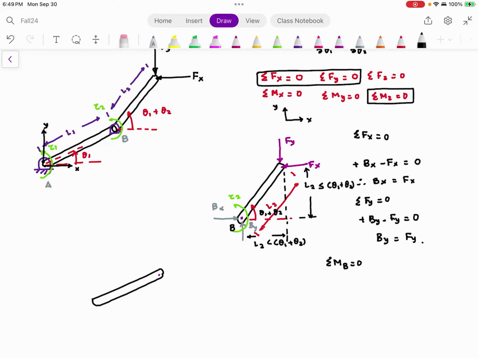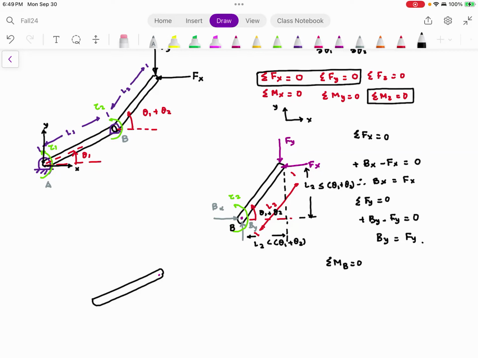Are you with me so far? So this horizontal distance, the link length, is L2. So look at the triangle. L2 cosine theta 1 plus theta 2 is the adjacent, and L2 sine theta 1 plus theta 2 is the opposite. Now I will take the moment about point B.